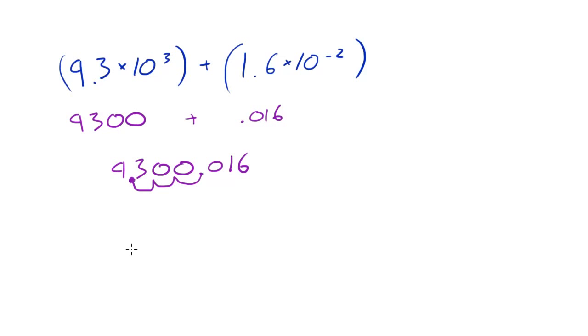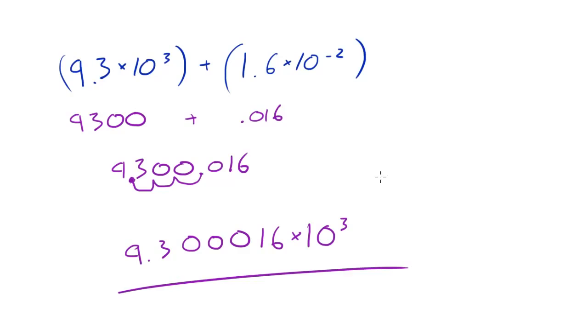So our final answer is 9.300016 times 10, and you remember how many places we moved that to the left? 3. So that's our final answer that can go on our test. So this number right here plus this number, whenever you add them and convert them to scientific notation, is this number right here. So again, that's how you use addition in scientific notation whenever you have two positive exponents, two negative exponents, and in this case, a positive exponent and a negative exponent.